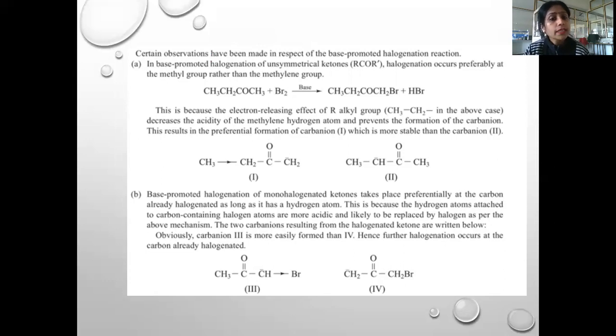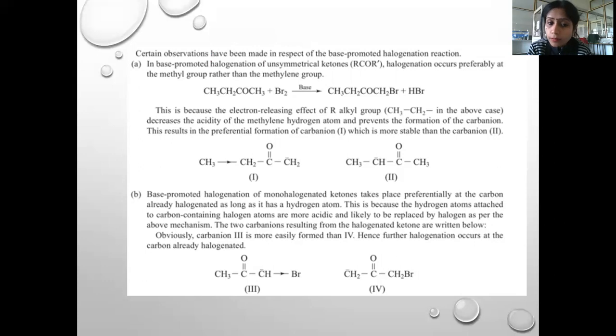So what happens is that it decreases the acidity of the methylene hydrogens and prevents the formation of the carbanion. That is why carbanion 1 is preferentially formed rather than carbanion 2. Why? Because we know the order of stability of carbanions: primary, then secondary, and then tertiary. So here, the primary carbanion is being formed; the more stable the carbanion, the faster it is formed. That is why this product is favored.